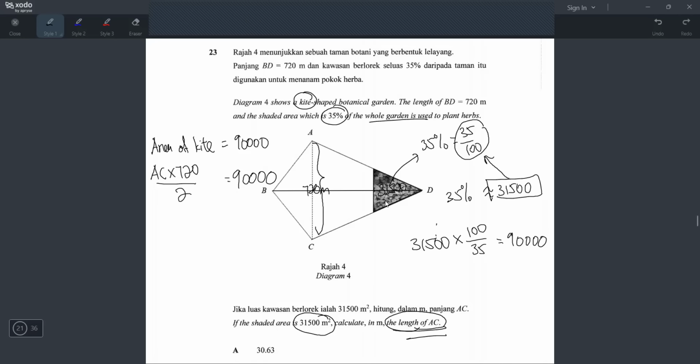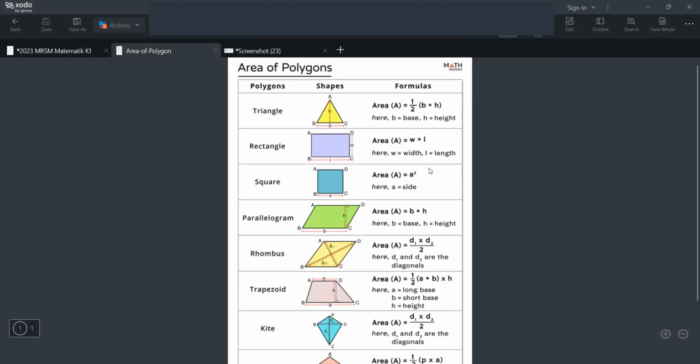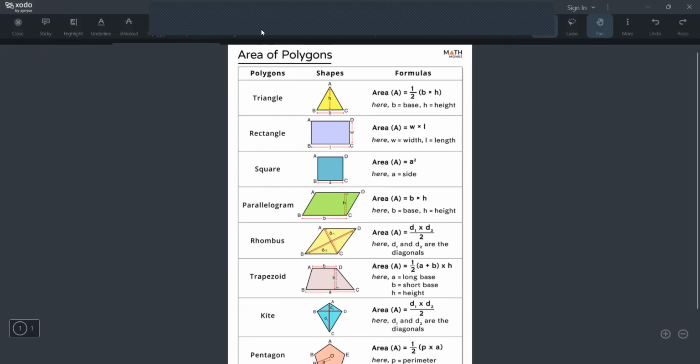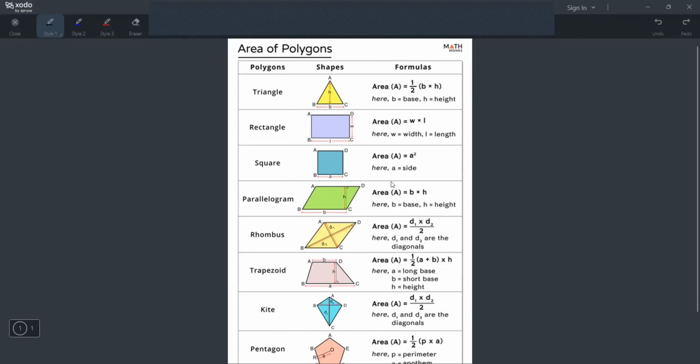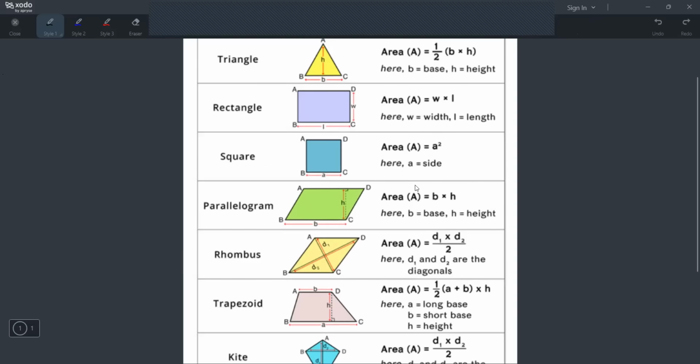It will be the diagonals times diagonal divided by 2. Okay, let me show you. Let me open up my notes. Okay, this is the one. I found this picture on Google, and this picture is actually very helpful, so I'll just show it to you.